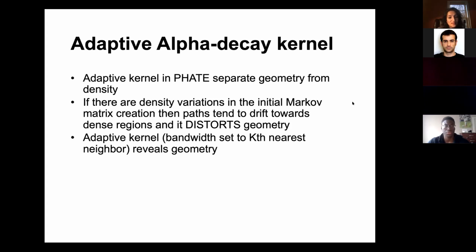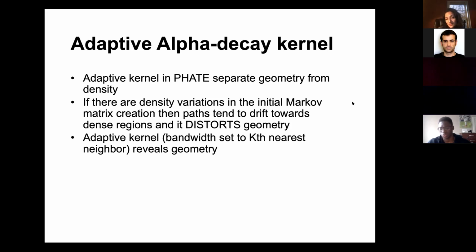Because what we discovered is if you have dense regions of the data, they actually appear closer in diffusion maps if you don't do this adaptation. The reason is because if you have a lot of points somewhere, all your paths will go to that area where there's a lot of paths. So that'll actually seem like that area is closer, and it distorts the geometry. So to avoid this distortion, we use an adaptive kernel, much like t-SNE does.